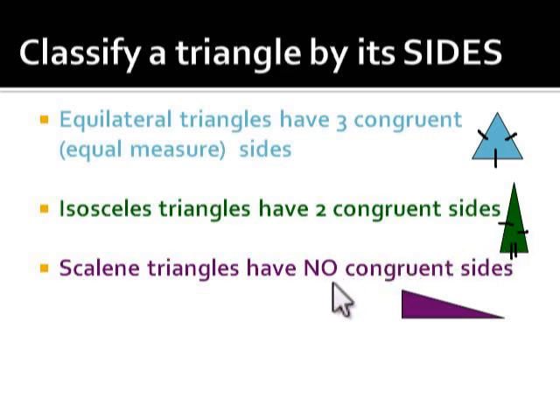Then thirdly, we have scalene triangles. None of the sides are the same, so all 3 sides are different. Normally that would be shown with no tick marks to show you that none of them are the same. But just to get you used to what the tick marks look like, I'm going to show you what it might look like if they did tick marks. They might put 1 line here, 2 tick marks here, and 3 here to show you that each side is different.